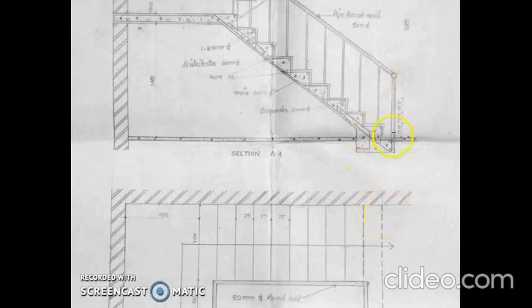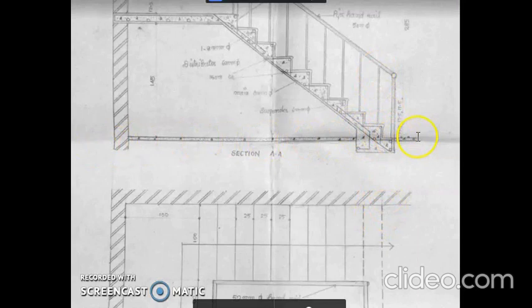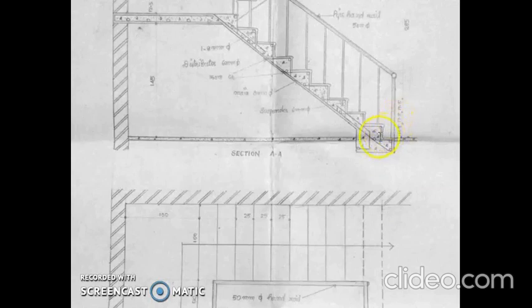From the projection line, first draw the horizontal line. From that horizontal line, we can start the first rise. We know the first rise height is 17.5. Just using your mini drafter, you can draw this. In this projection line, you can mark this rise as 17.5.